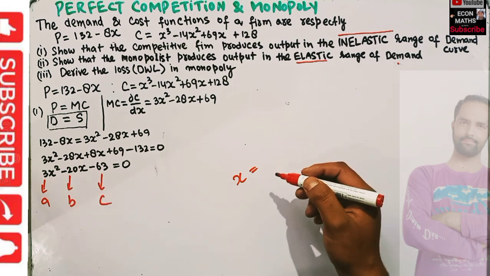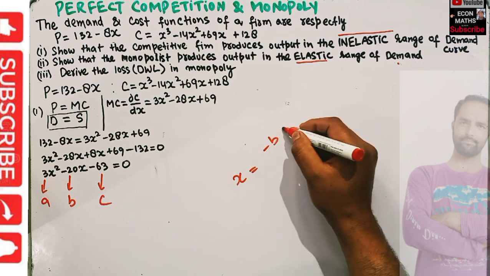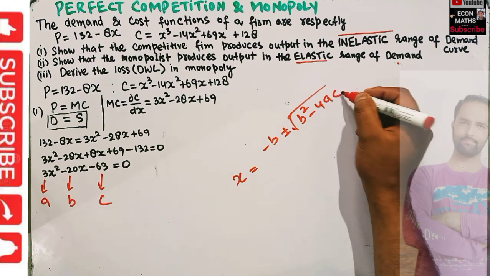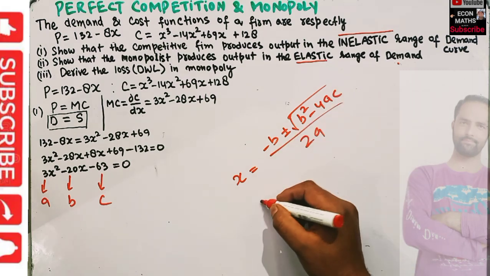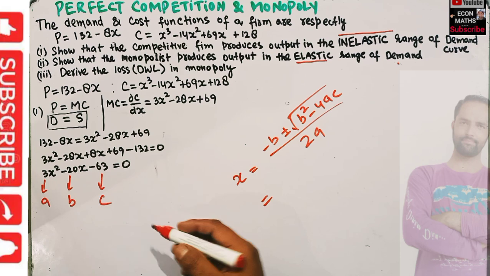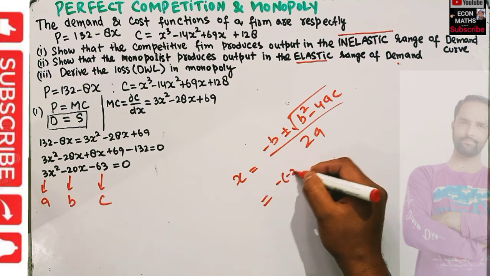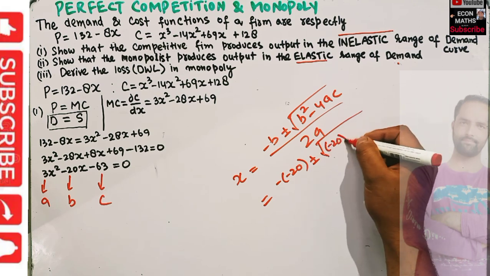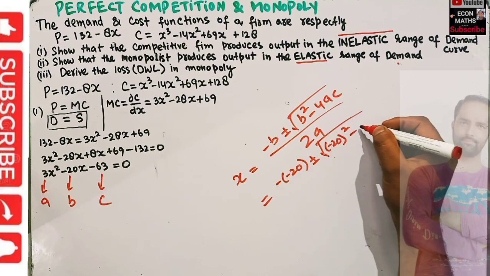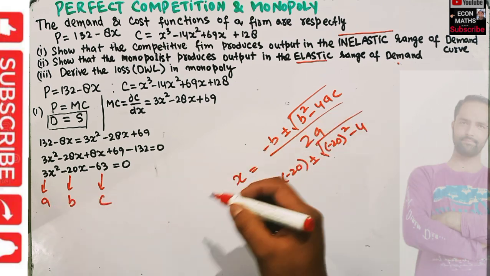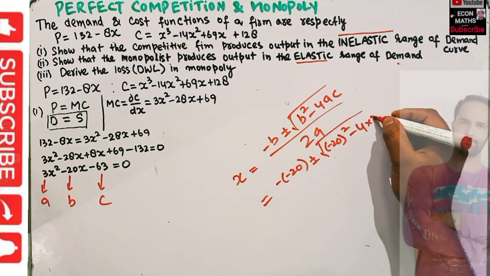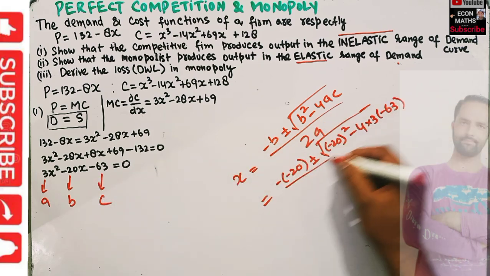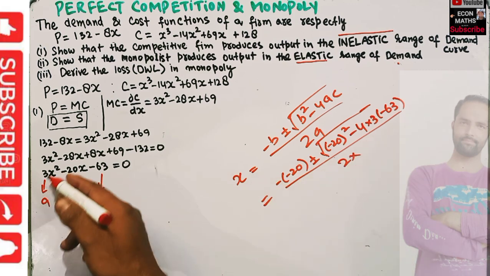Okay, so we have the formula that is x is equal to minus b plus minus, you know this stuff very well, square root of b square minus 4 into a into c, divided by twice a. Okay, so in place of b we have minus 20, so minus into minus 20, plus minus, then we have b square, that means minus 20 square, then we have minus 4 into a is 3, then we have c is minus 63, divided by twice a. 2 into the value of a is 3.